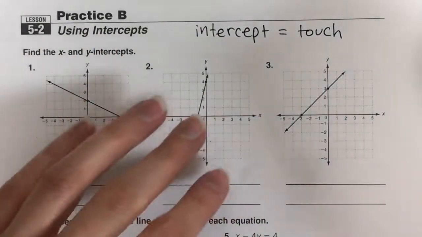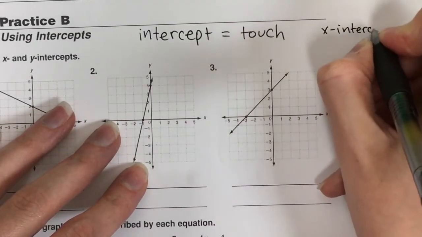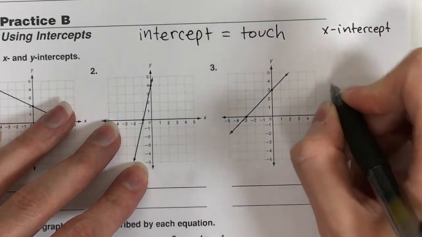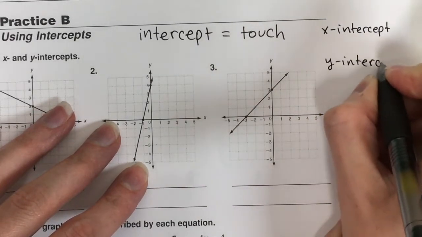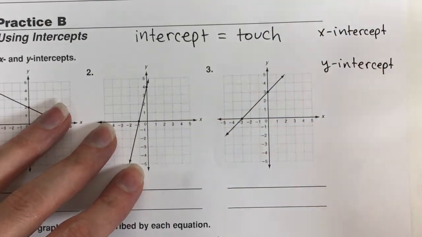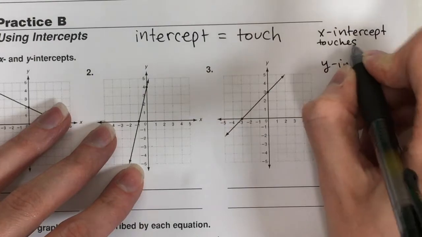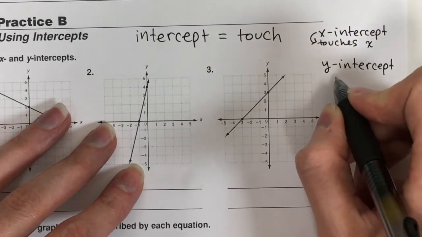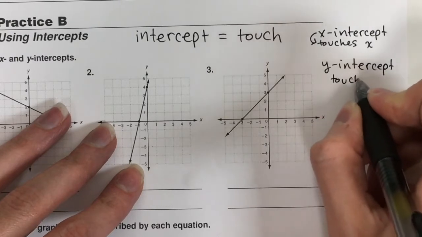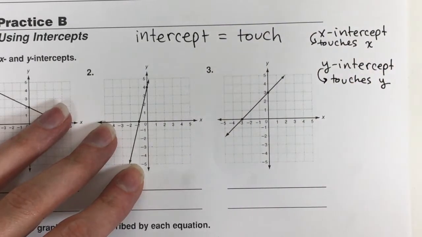You have the x-intercept, so I'll write that right here. You have x-intercept, and you have the y-intercept. Okay, and the x-intercept touches the x-axis, and the y-intercept touches the y-axis. So that's basically all that you need to remember.